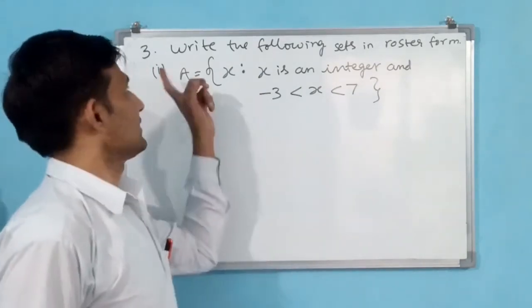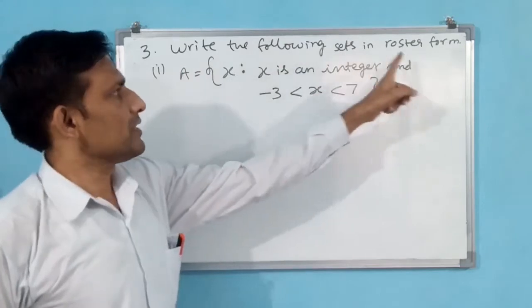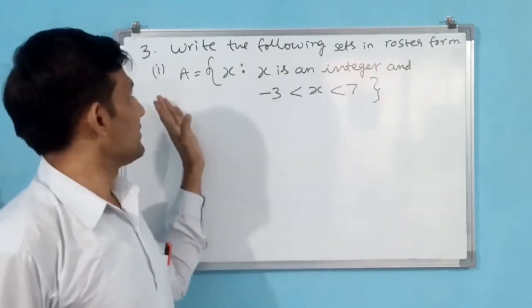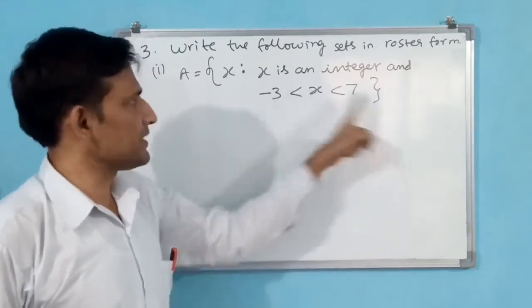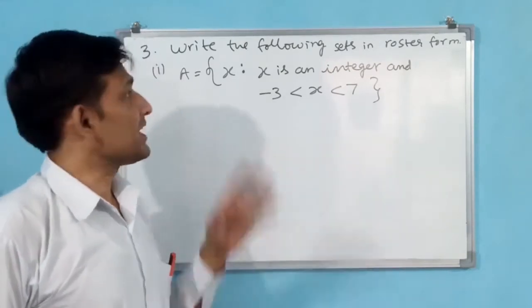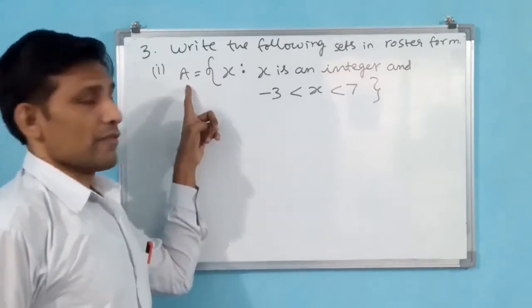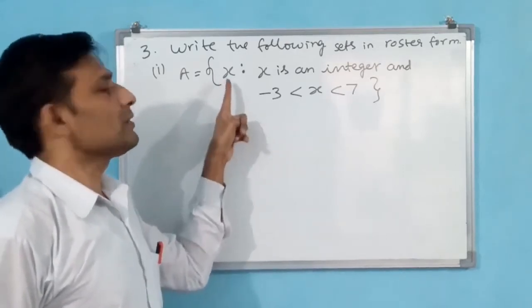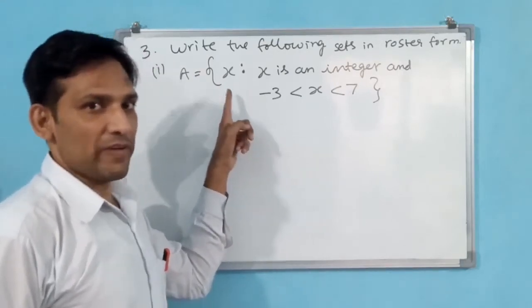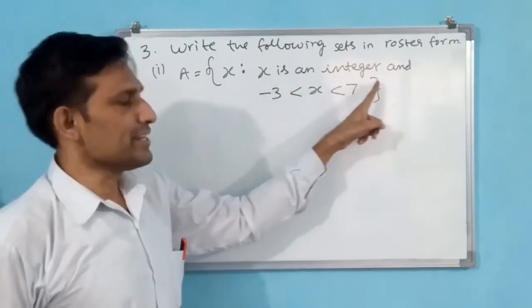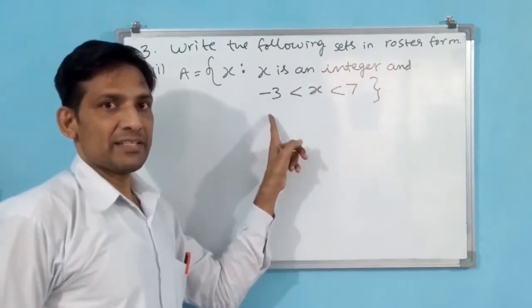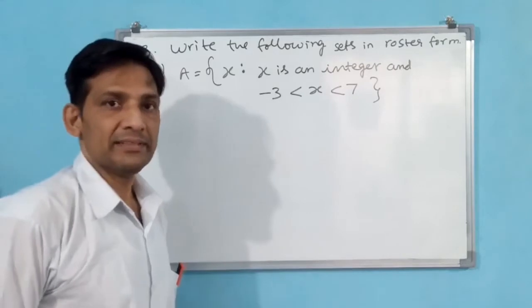Okay. Next, you take the third question. Write the following sets in roster form. Roster form they are asking us to write, but these are in set builder form. This is a set builder form. Okay. Now we are going to write in roster form. First, understand the question. A is equal to the set of all x such that x is an integer and x is greater than -3 but less than 7.